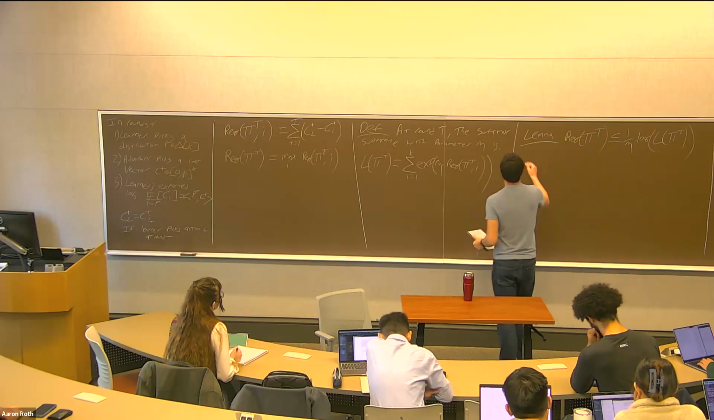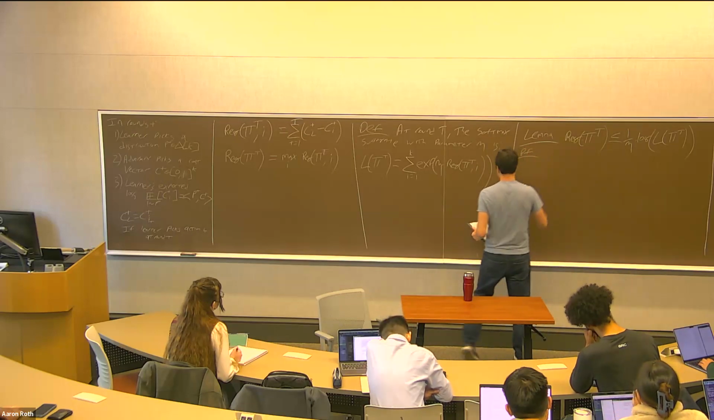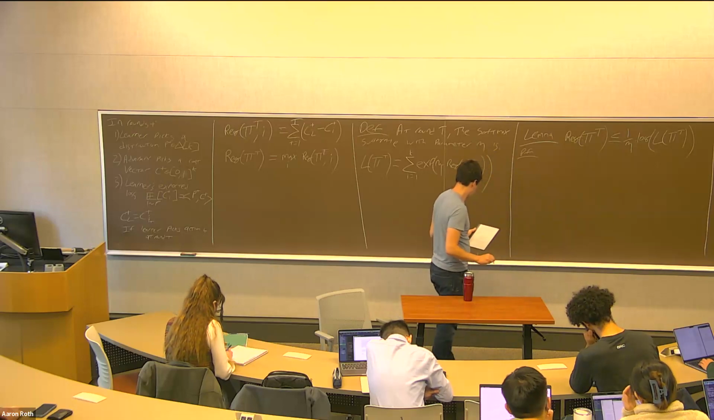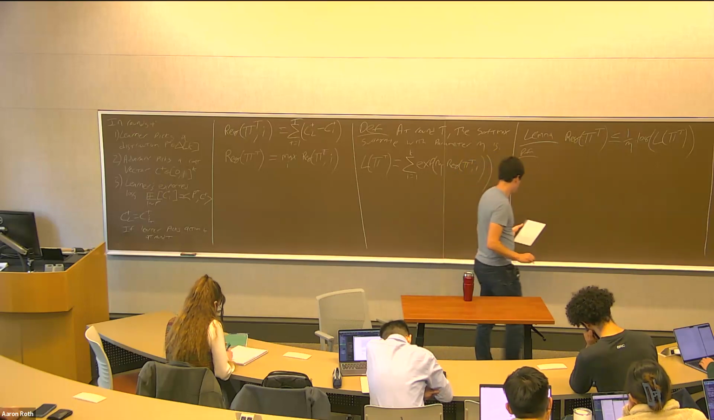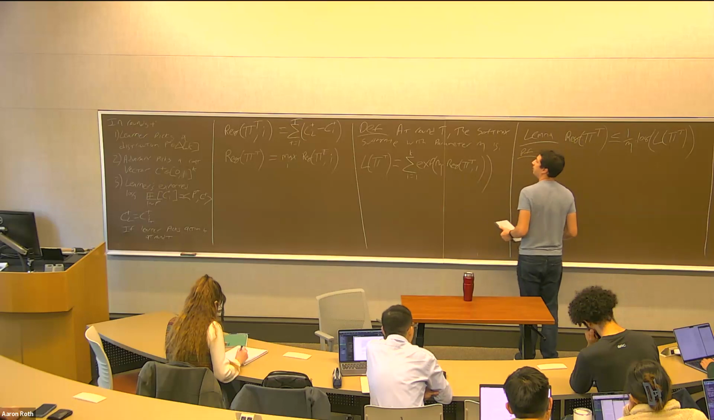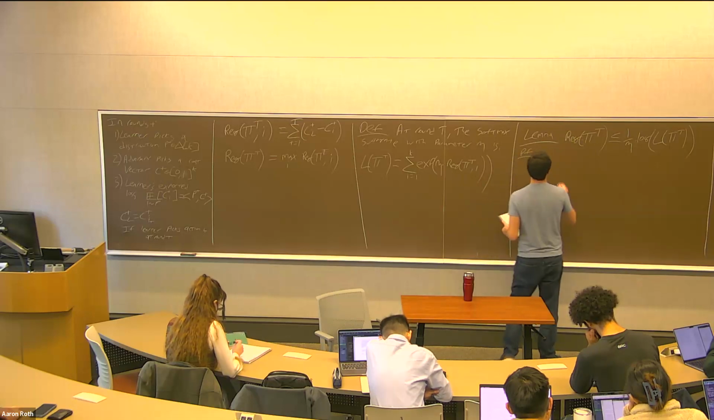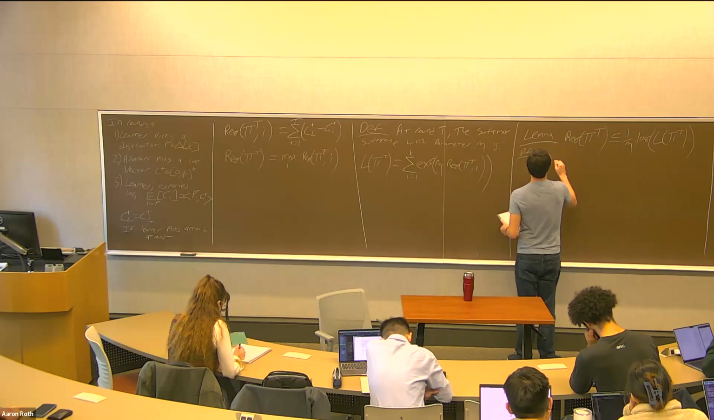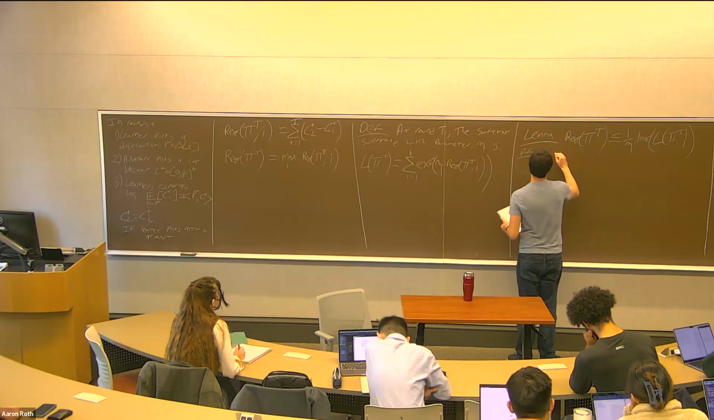So this is just a calculation. Let's build this up from the inside. Let's say we've got some term that's like eta times the regret.